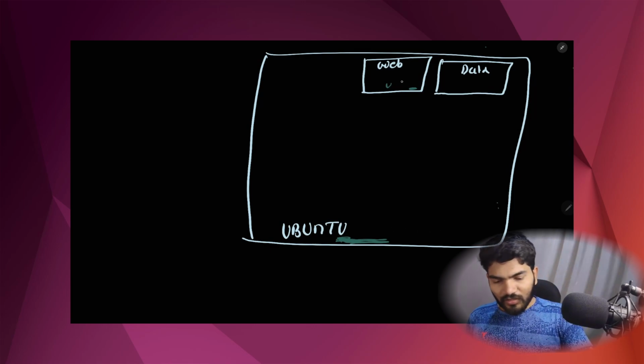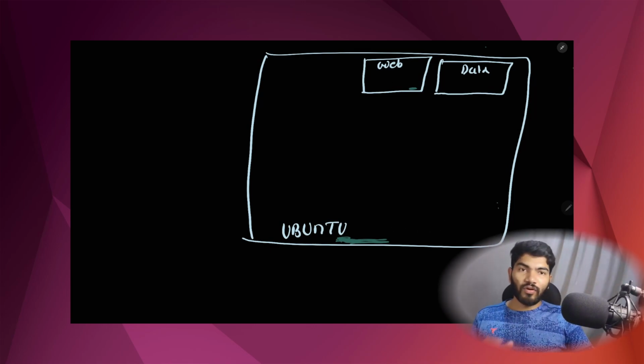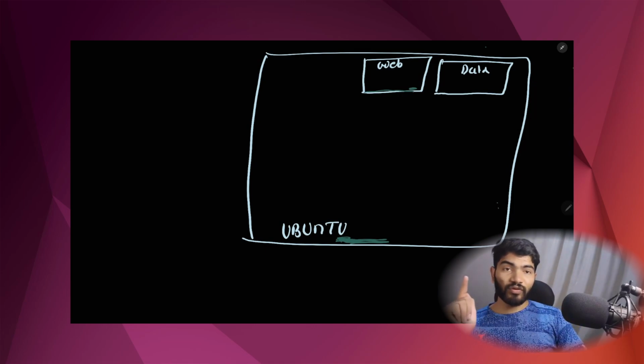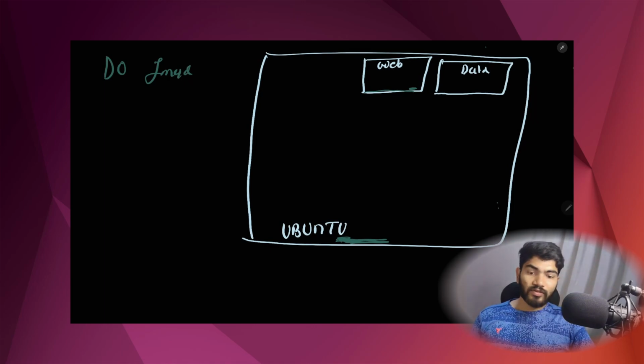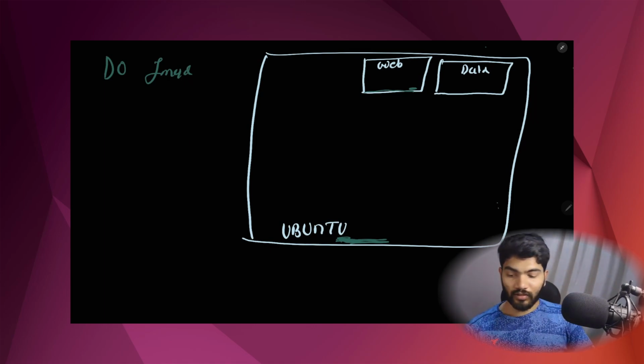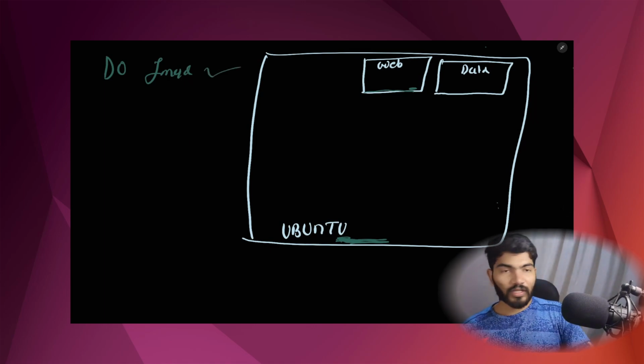Let's go ahead and see the related services to Docker containers. In order to create a Docker container, we must have one thing before creating it, which is a Docker image. The Docker image is responsible for creating a Docker container. So basically there is one Docker image.